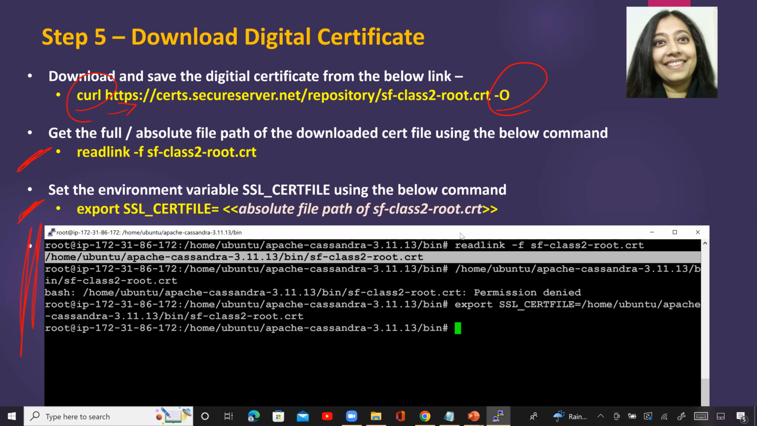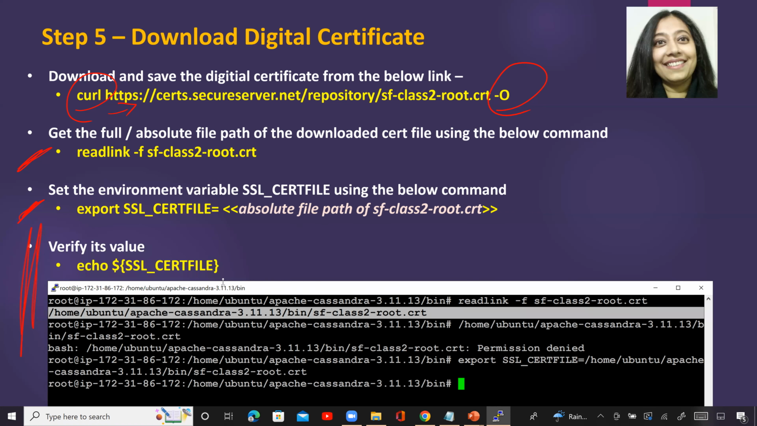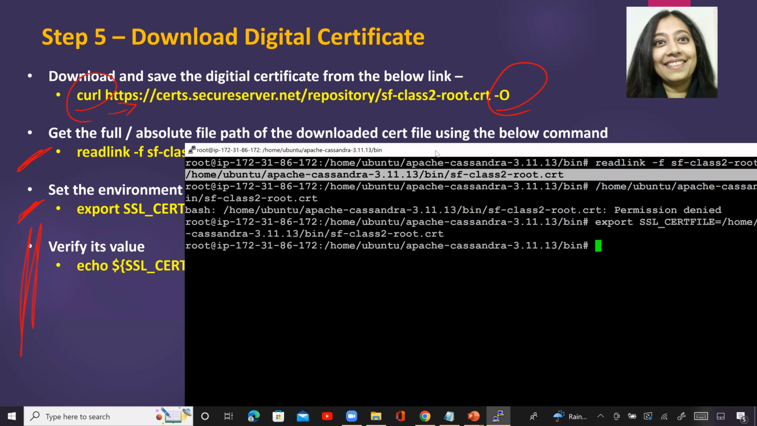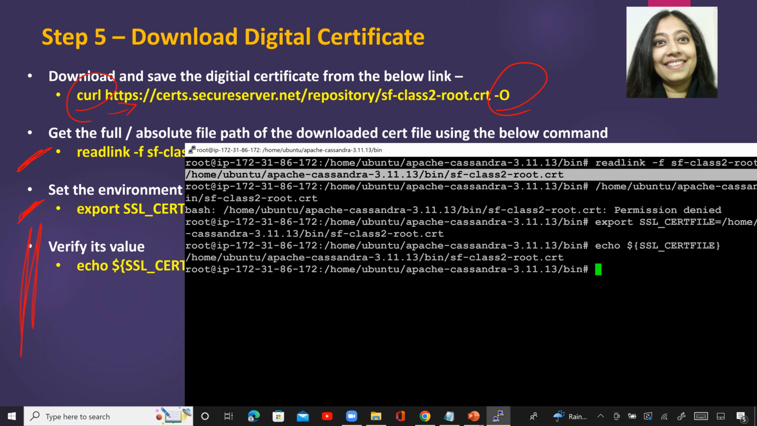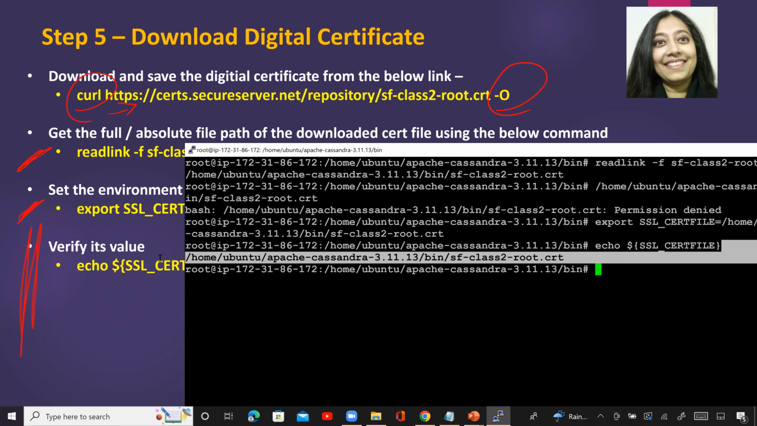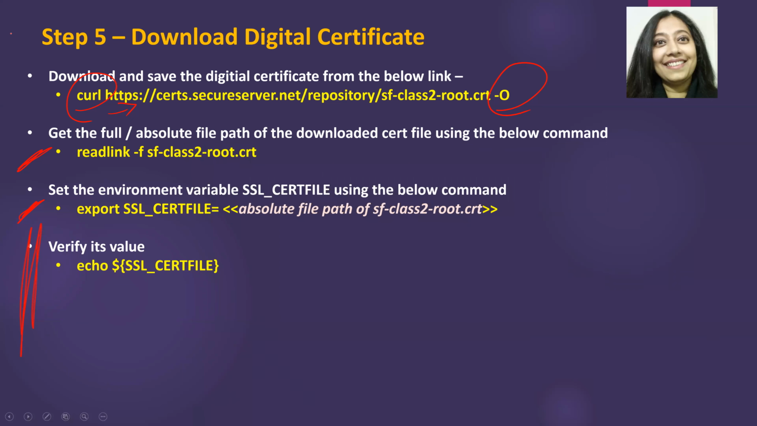We need to verify that by using the echo command. So let me type that. Echo $SSL_CERT_FILE, right? And there it is. So this is the value of our SSL_CERT_FILE variable. So we have the entire absolute path stored in our environment variable. So we have basically completed step 5.